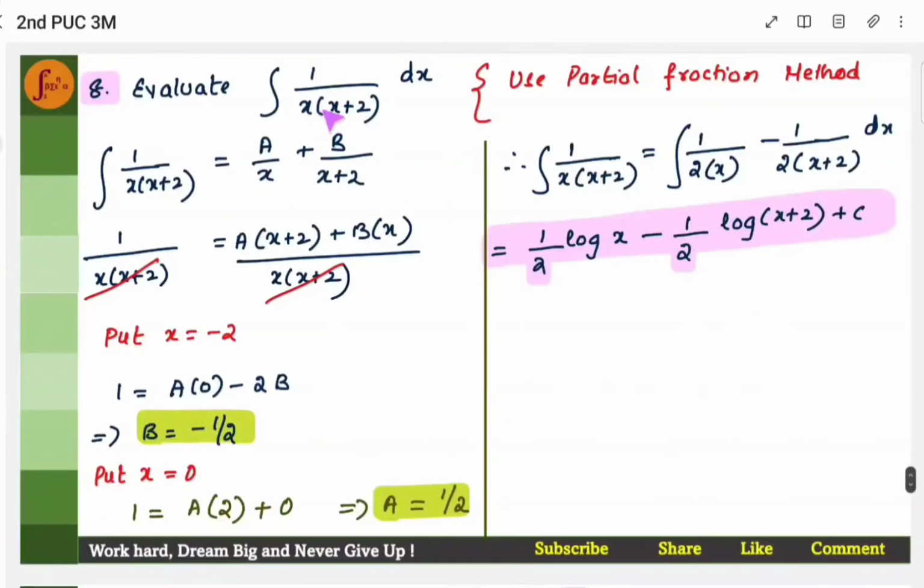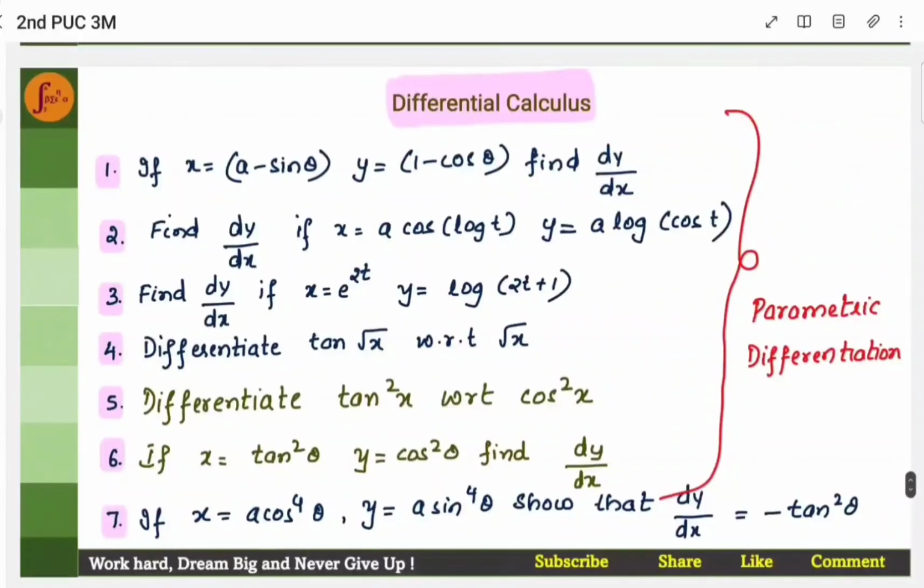Last problem, again: is the function and its derivative together? Function is x, derivative of x is 1. No, it's not there. You have x here. So, you have to use partial fractions because it's a multiplication of two terms in the denominator. So, use partial fractions. Next topic, differential calculus.